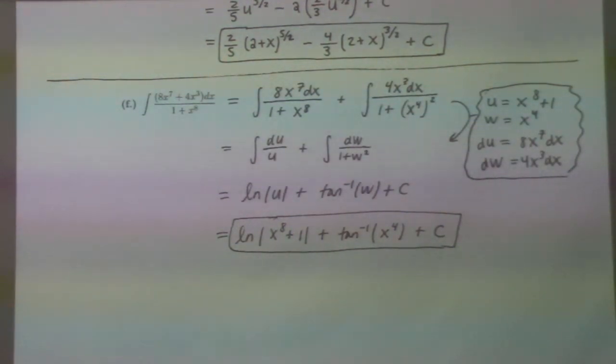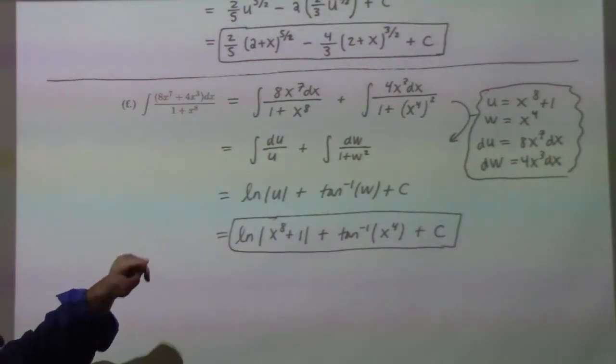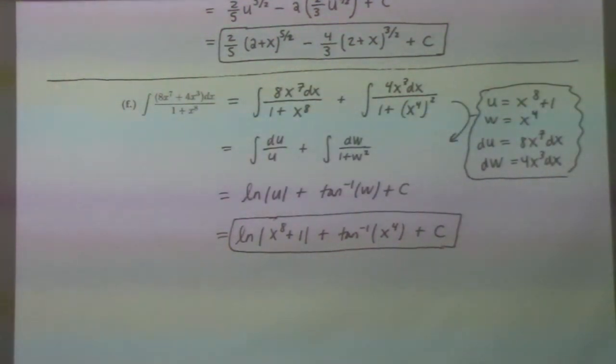So on this one, on the one hand, you've got 8x to the 7th power, and on the other hand, you've got this 4x cubed, right? The 8x to the 7th is what du would be for x to the 8th. So that makes u equals 1 plus x to the 8th, a nice substitution for the first one. And w equals x to the 4th is a nice substitution for the second one. And so I get two rather different integrals. I get a natural log and an inverse tangent, and there it is.